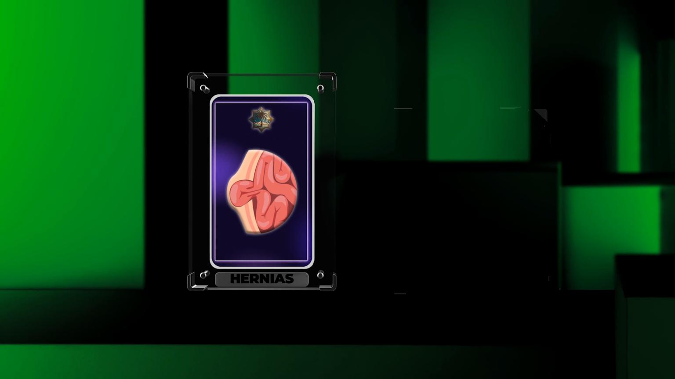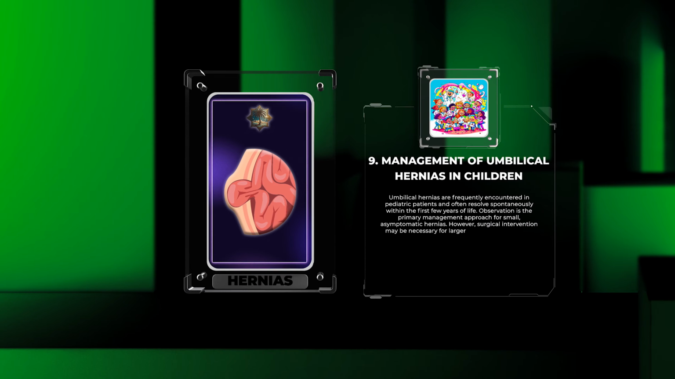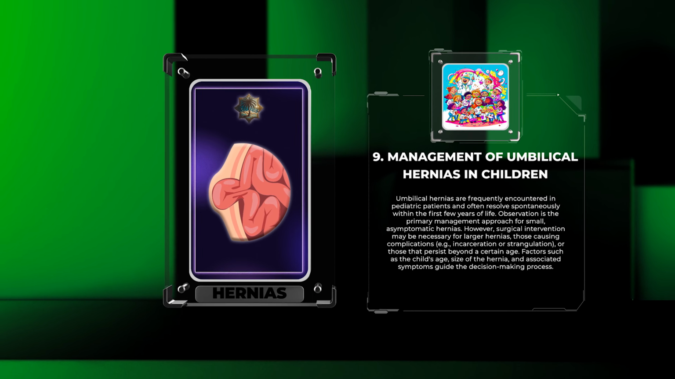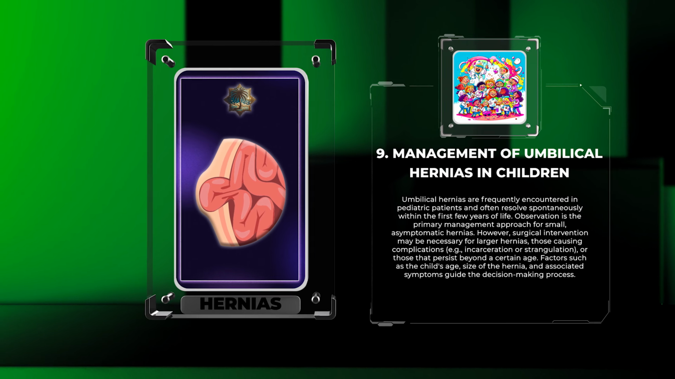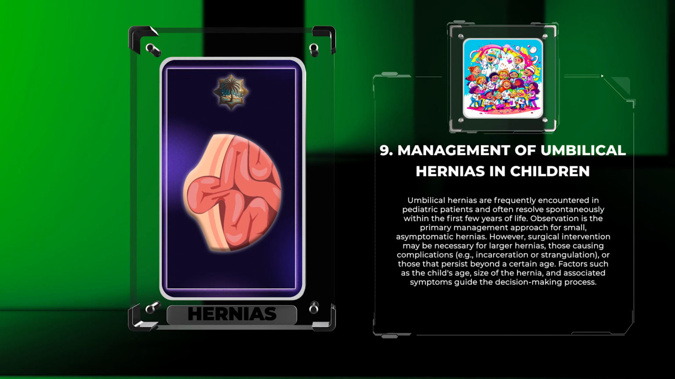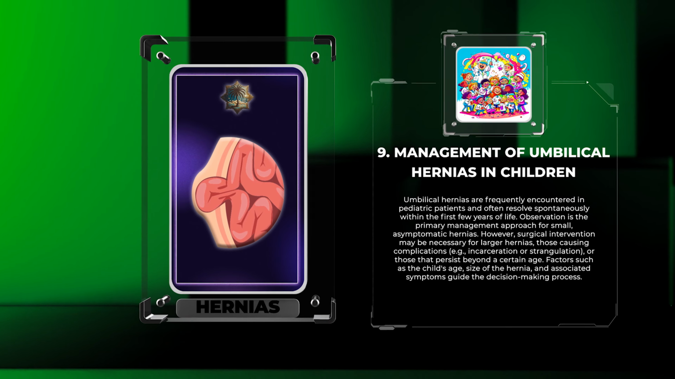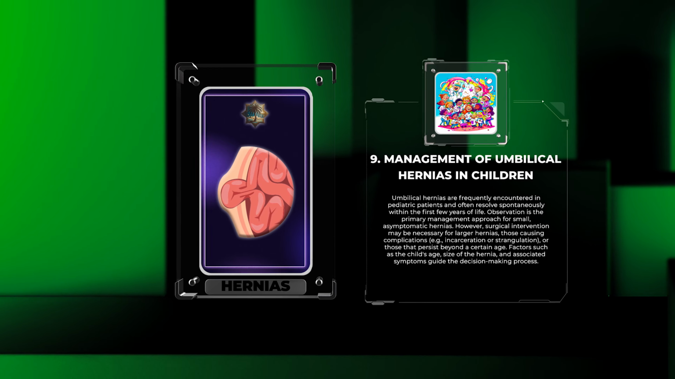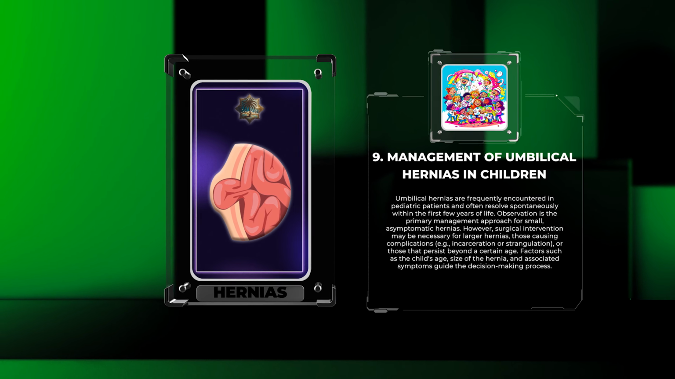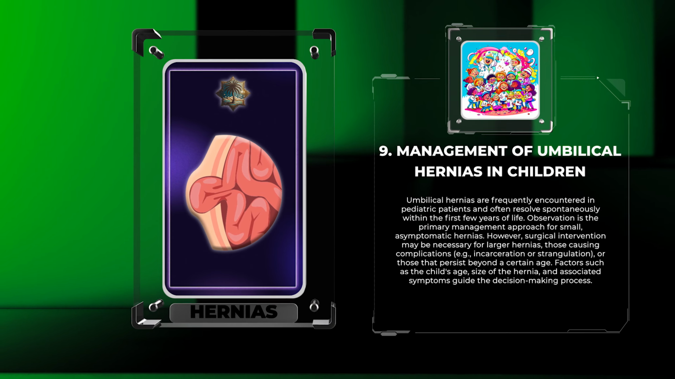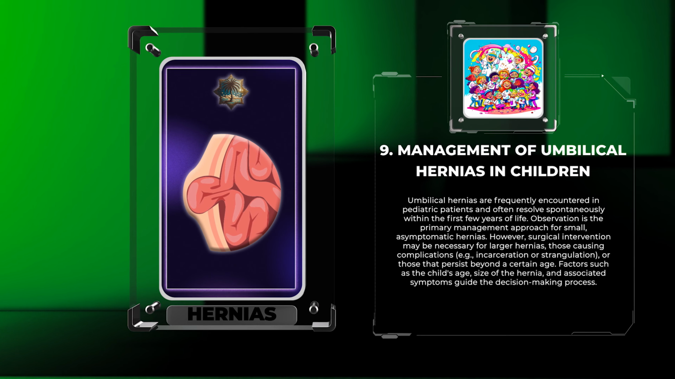Umbilical hernias are frequently encountered in pediatric patients and often resolve spontaneously within the first few years of life. Observation is the primary management approach for small, asymptomatic hernias. However, surgical intervention may be necessary for larger hernias, those causing complications, for example, incarceration or strangulation, or those that persist beyond a certain age. Factors such as the child's age, size of the hernia, and associated symptoms guide the decision-making process.